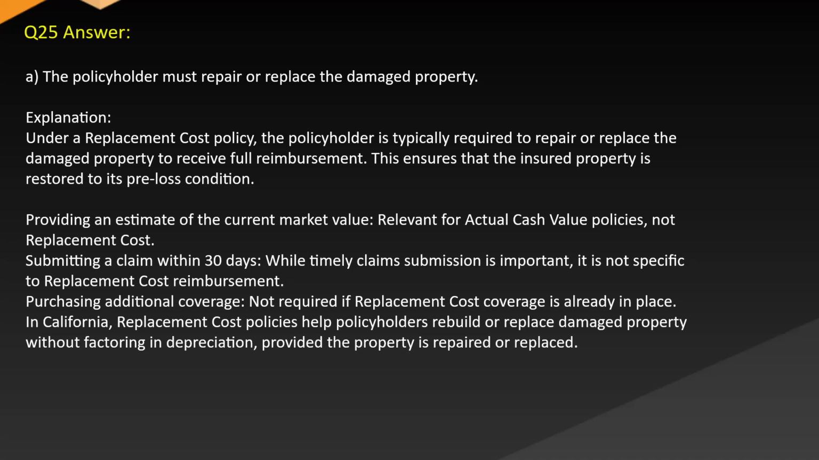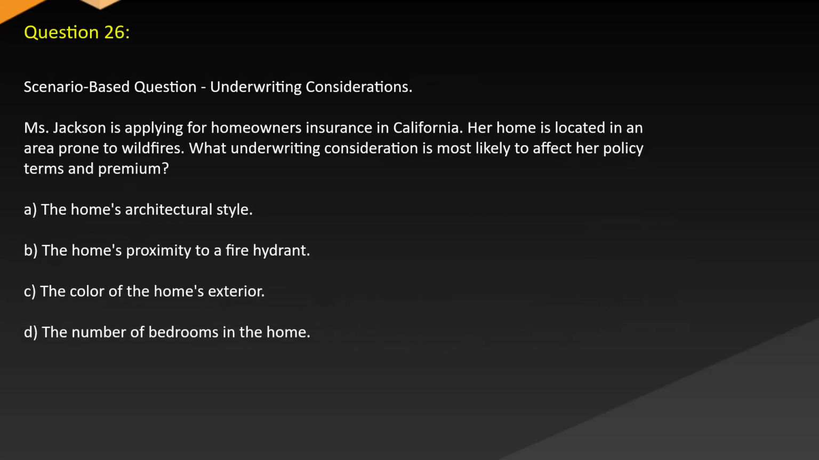B. Providing an estimate of the current market value, relevant for actual cash value policies, not replacement cost. C. Submitting a claim within 30 days. While timely claim submission is important, it is not specific to replacement cost reimbursement. D. Purchasing additional coverage, not required if replacement cost coverage is already in place. In California, replacement cost policies help policyholders rebuild or replace damaged property without factoring in depreciation, provided the property is repaired or replaced.